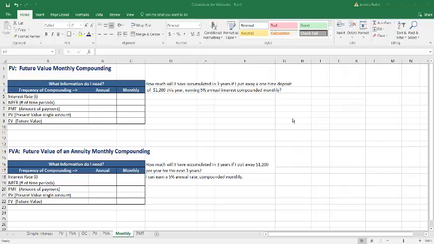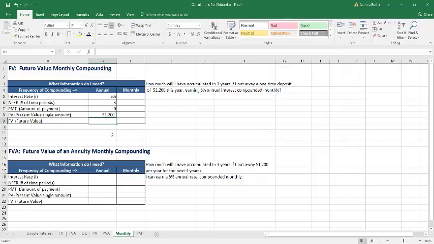If you put your money in a bank, they probably compound daily. So let's begin by populating this first table with our data. How much will I accumulate in 3 years if I put away a one-time deposit, a lump sum of $1,200 this year, earning 5%, and I'm going to keep it in the bank 3 years, and I'm not going to do a recurring payment or deposit, and I'm going to do a one-time of $1,200.